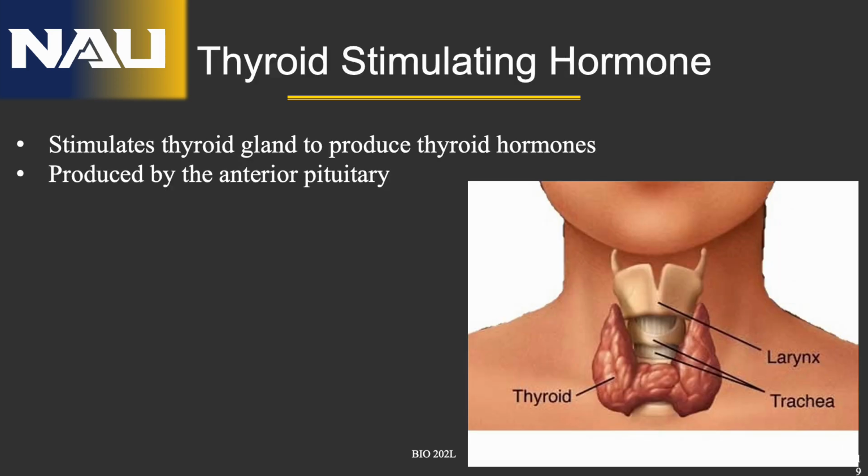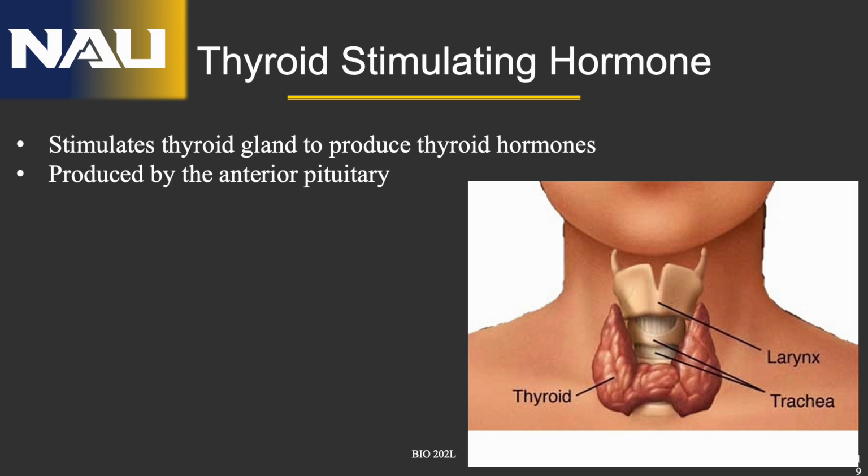The last hormone from the anterior pituitary system is the thyroid-stimulating hormone, or TSH. It is produced by the anterior pituitary, and its primary role is to stimulate the thyroid gland to produce thyroid hormones, which are crucial for regulating the body's metabolism. Thyroid-stimulating hormone increases the basal metabolic rate, which affects how the body uses energy. It also influences heart rate, body temperature, and overall energy levels.